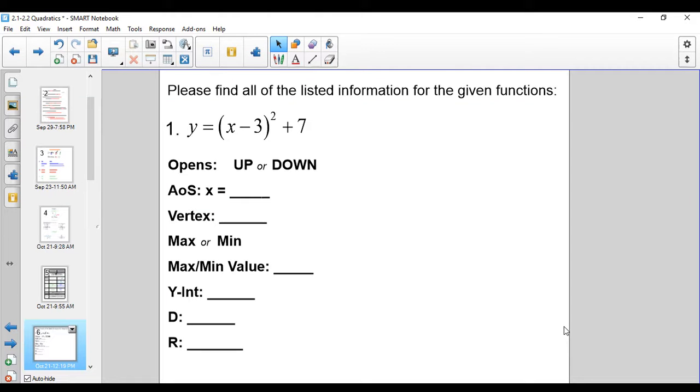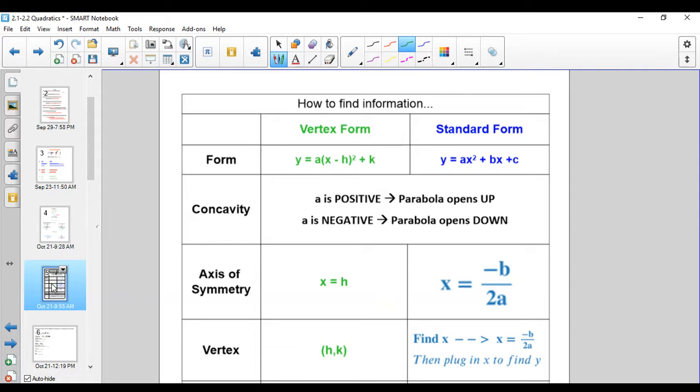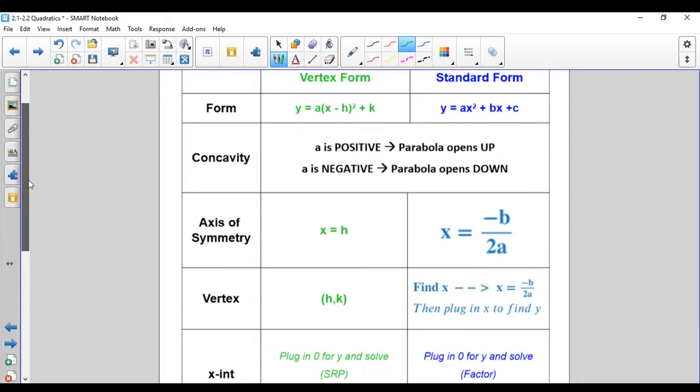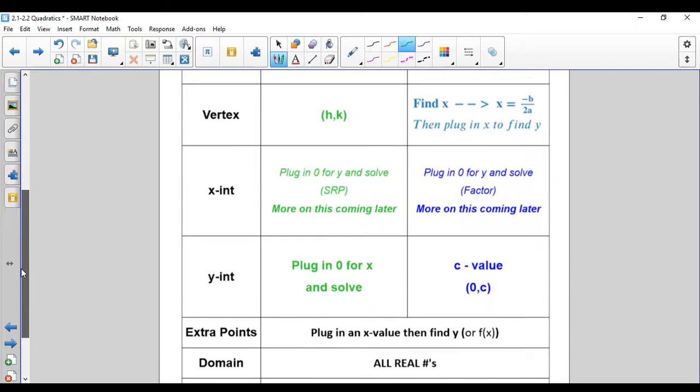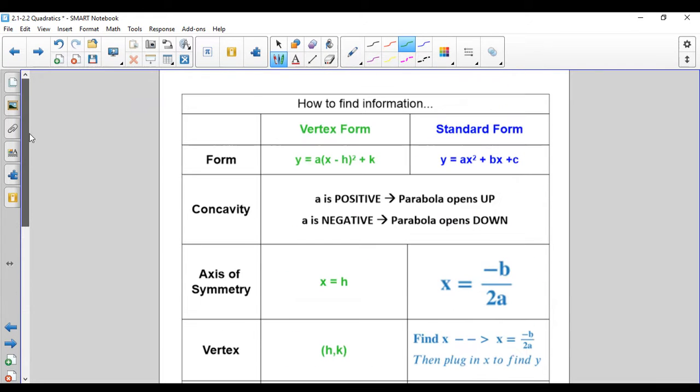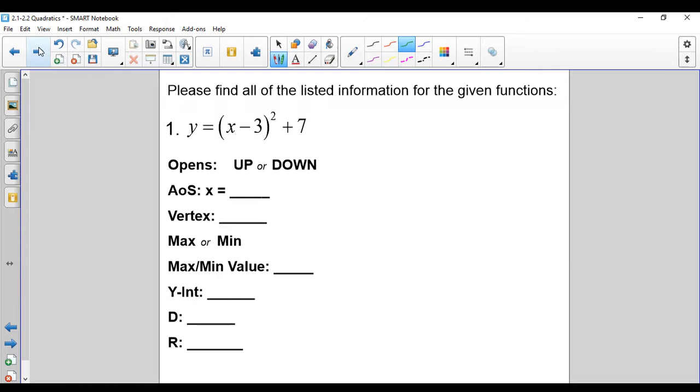All right, we're going to find all this information algebraically. Make sure you have your notes out and you have this slide in front of you. That's going to tell you how to find everything that we're going to find. So keep that in front of you.